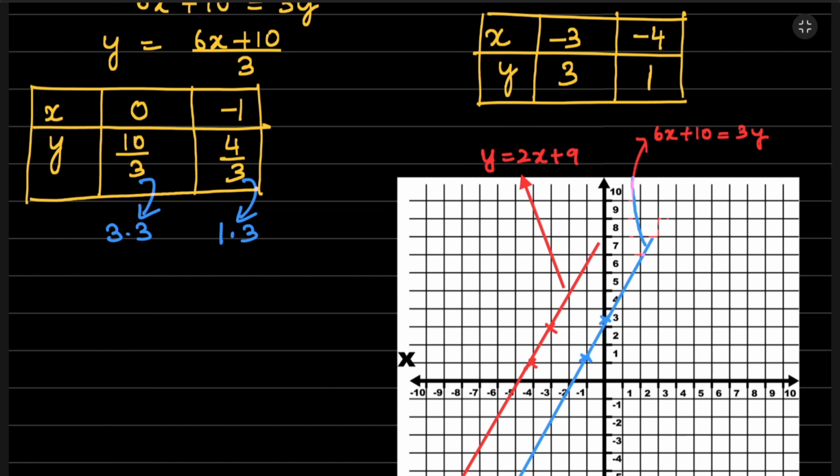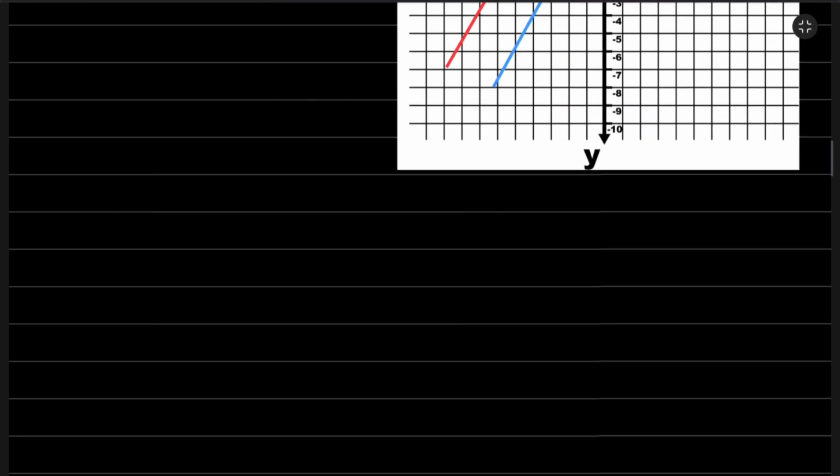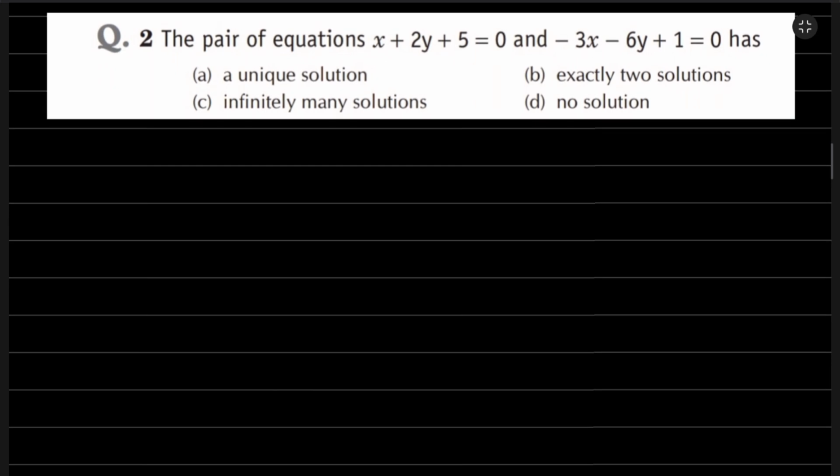Whenever you have a linear equation, it's always going to be a straight line graph. Plot both the lines and see if it is intersecting, or is it coinciding or overlapping one over the other, or is it parallel, right? That's all. That's your first question. Let's move on to the second question.